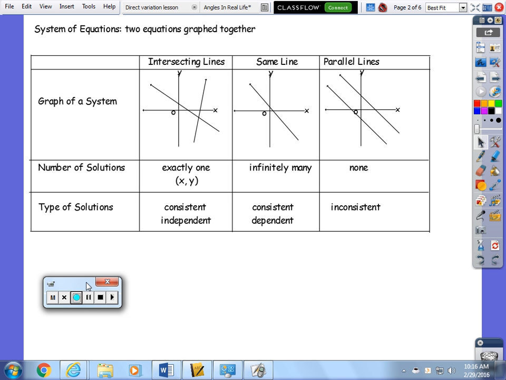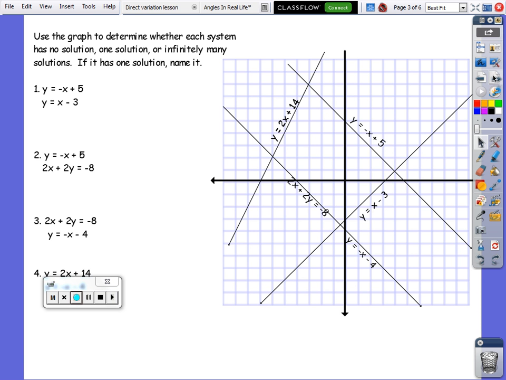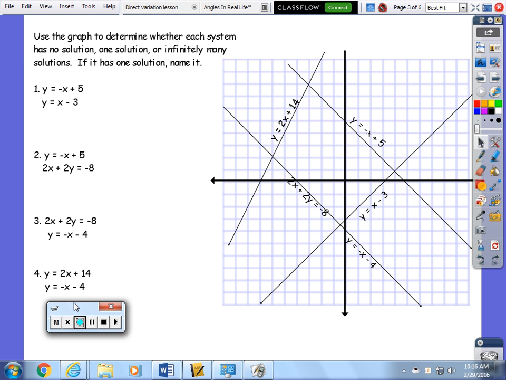And if you end up with a system of equations, i.e. two lines on the same graph, and they're parallel, then it's a no solution, and it's an inconsistent type of solution. So let's go ahead and use the graph to determine whether each system has no solution, one solution, or infinitely many. So let's go ahead and look at this.